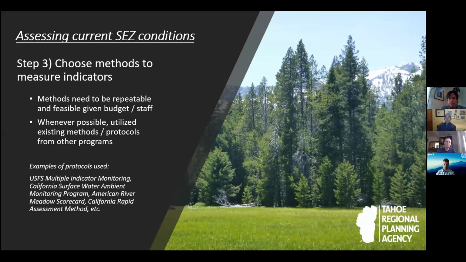The other thing about methods is that whenever possible, we utilize existing methods and protocols from other programs. Stream monitoring, wetland monitoring, meadow monitoring, it's not really a new science. So we don't need to reinvent the wheel. We borrowed from existing protocols whenever possible to fit the needs of the Tahoe Basin. We use protocols from the Forest Service, the state of California, and a bunch of other peer-reviewed protocols. There were a few that we needed to come up with our own for, but for the most part, we were able to take from existing protocols.